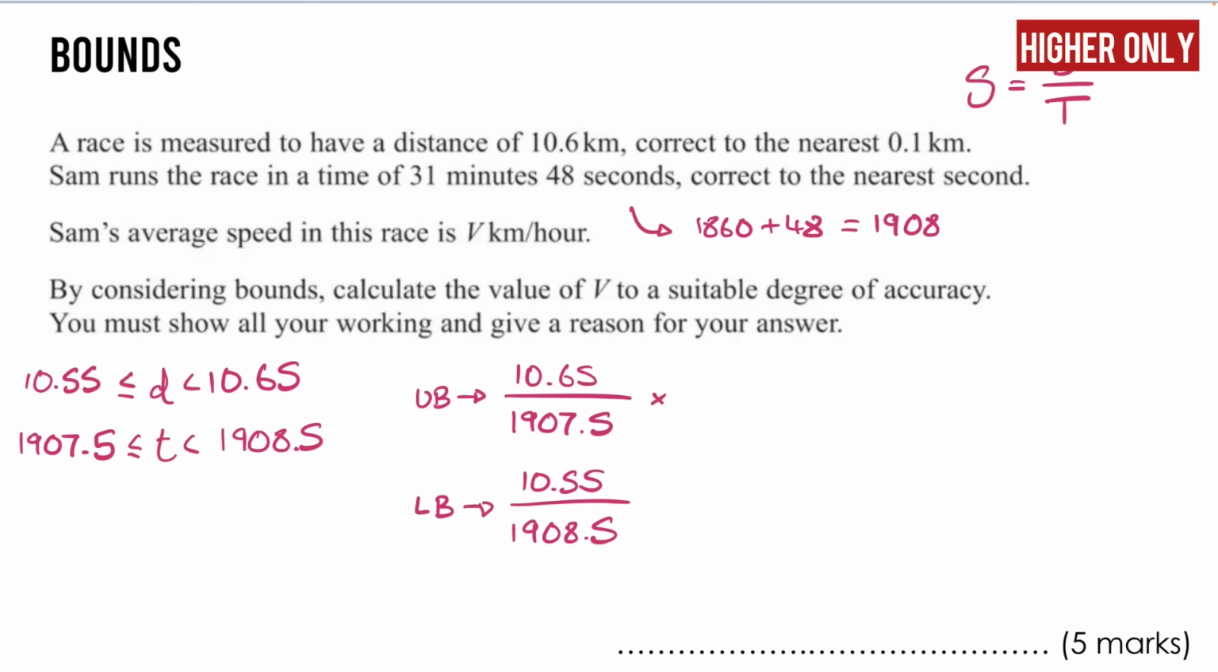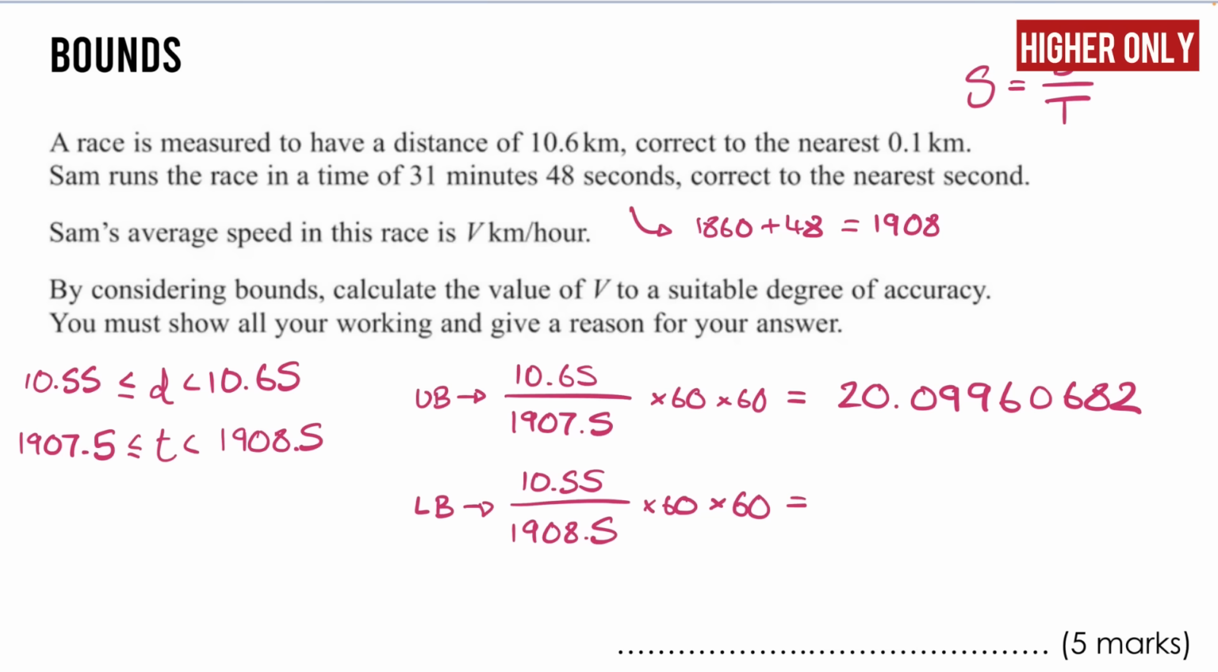So if we were to times both of them by 60, that's going to turn them into kilometres per minute. And to turn that into hours, we're going to need to times it by 60 again. So rather than writing down loads of numbers here, I'm just going to do it all in one go. So 10.65 on the numerator, 1907.5 on the denominator, times 60, and that comes out as 20.09960682. We need to do the same for the other one.